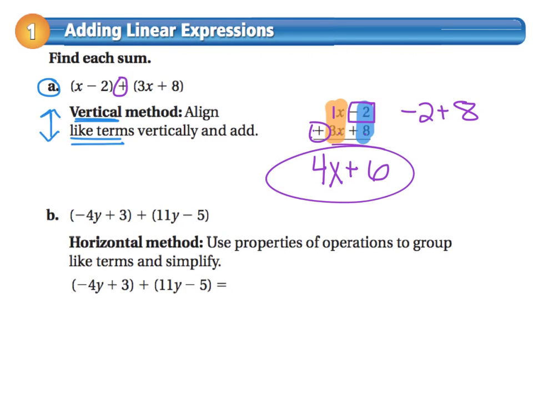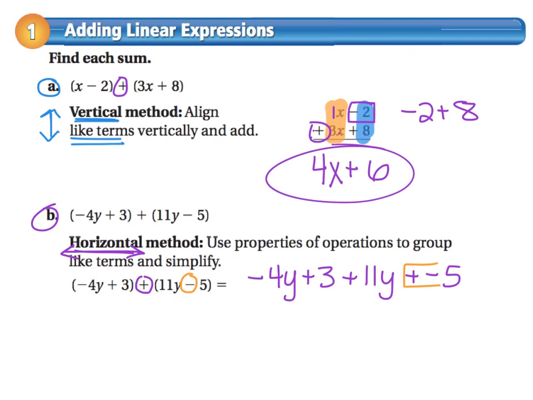When we line it up horizontally, like in part B, remember that goes across your page, we're going to use operations and group our like terms. So when we're adding together, notice they have it laid out horizontally. Remember, parentheses don't matter, so why don't we rewrite it without the parentheses? Negative 4y plus 3 plus 11y plus negative 5. Notice what I did there. I took my minus and wrote it as plus and negative.